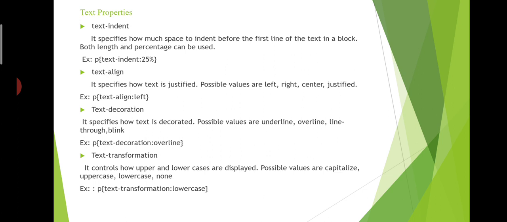Next, coming to text-transform. It controls how the upper and lower cases are displayed. Here the possible values are capitalize, uppercase, lowercase or none. Capitalize means words are displayed with capital first letters, uppercase is almost similar, lowercase will be displayed in small letters, and none means as it is we have typed.